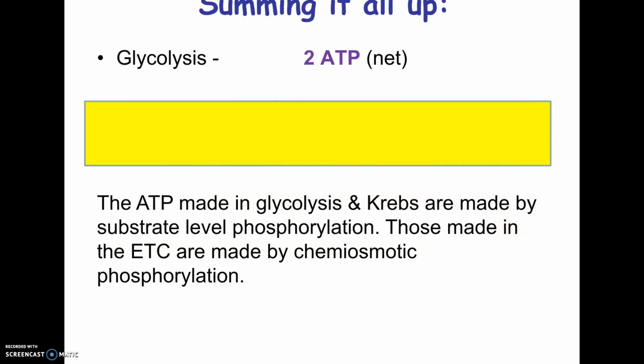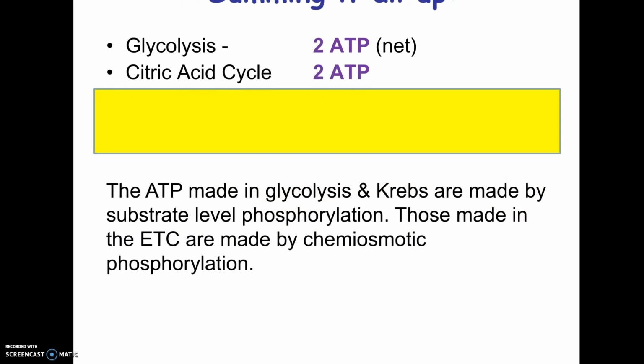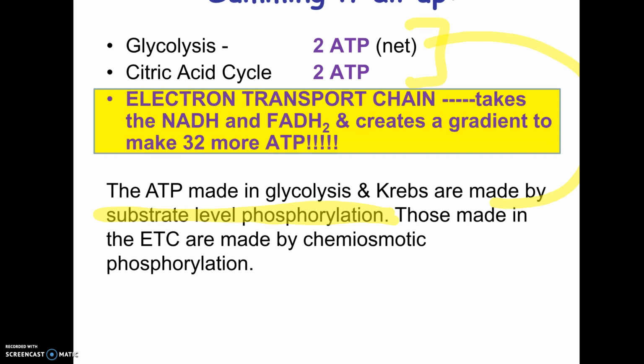So here's a summary. Glycolysis made a net of 2, we just said. The citric acid cycle made 2 more. Keep in mind, and I added this here at the bottom just to clarify, that the ones that were made in glycolysis and in the citric acid cycle were made by that other way of making ATP, substrate level phosphorylation, which is the way of making ATP sort of one at a time that's not very efficient. And then in the electron transport chain, all the NADH and FADH2 get rid of their hydrogens and their electrons, and ATP synthase then generates an additional 32.